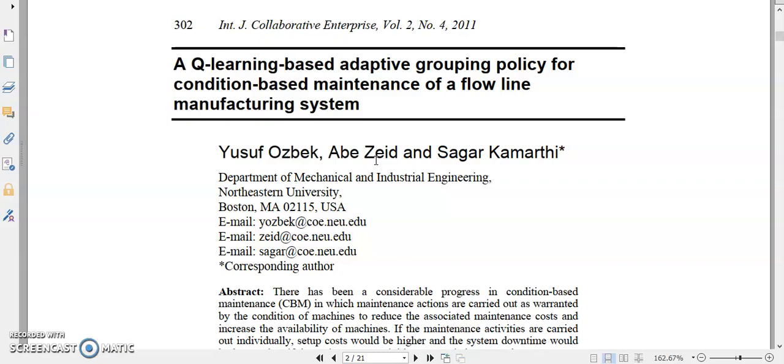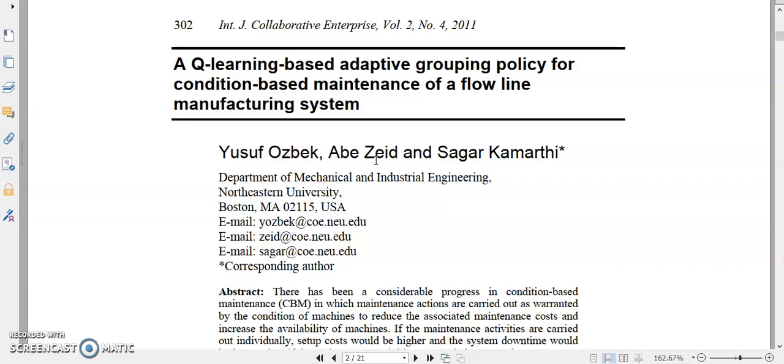In our last lecture, we learned about reinforcement learning and one of the techniques typically used in reinforcement learning called Q-learning. So today, we are going to have a look at one example of Q-learning applied to solve a manufacturing problem.